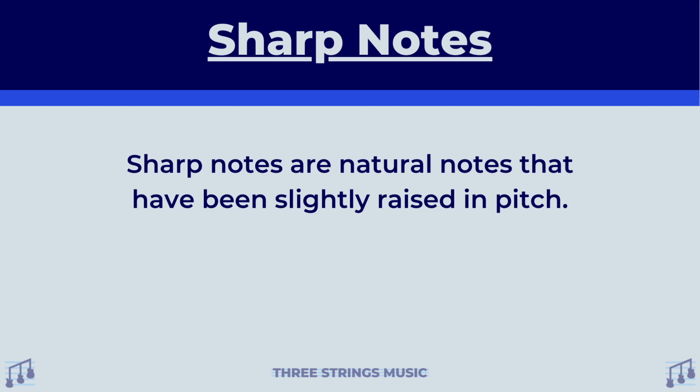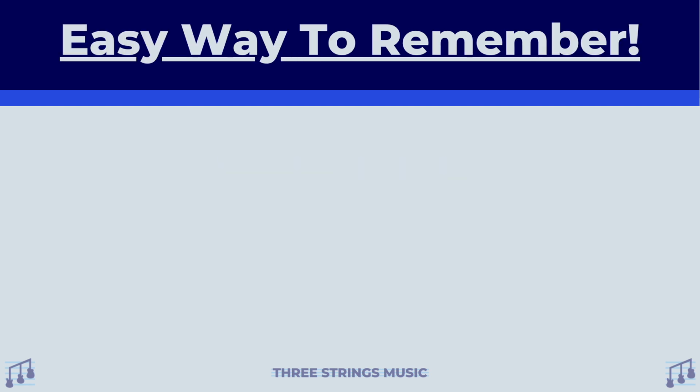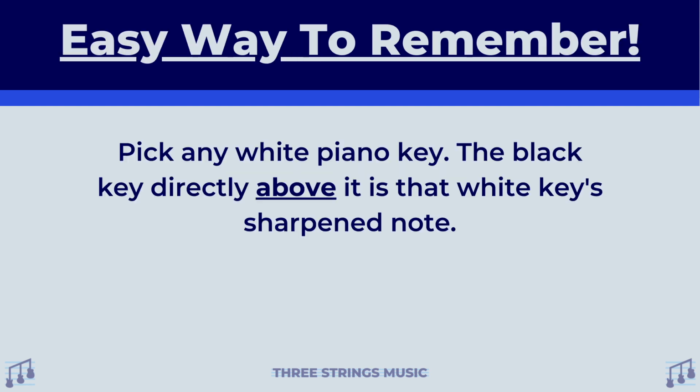But next are sharp notes. Sharp notes are natural notes that have been slightly raised in pitch. Examples would be C sharp, D sharp, F sharp, and G sharp. Is there an easy way to remember how sharps work? Oh yeah. Pick any white piano key. The black key that is directly above that is that white key's sharpened note.